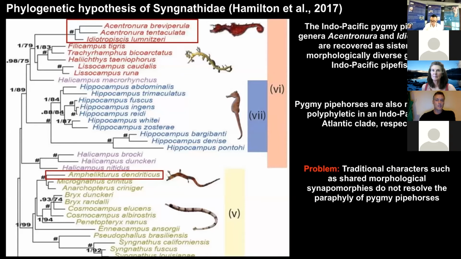So for example, as Healy mentioned, in our multi-gene phylogeny, the pygmy pipehorses are recovered as polyphyletic, with 2 genera, Acentronura and Idiotropiscis, recovered in the crown group of Indo-Pacific pipefish, and 1 genus, Amphelikturus, recovered in the Atlantic-clade pipefish. The members of these 2 phylogenetically distant lineages look very similar in appearance. Therefore, traditional external characters such as the typical angled head, brood pouch, and prehensile tail do not resolve the paraphyly of the pygmy pipehorses. Next slide.